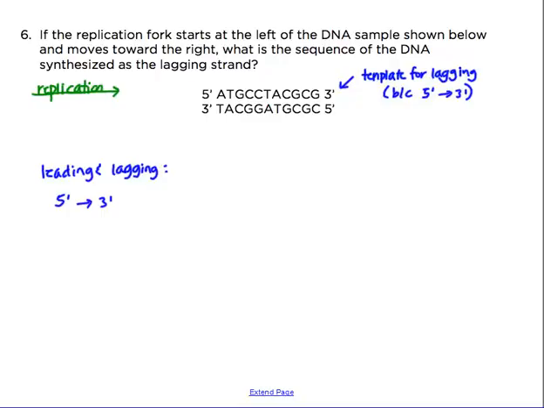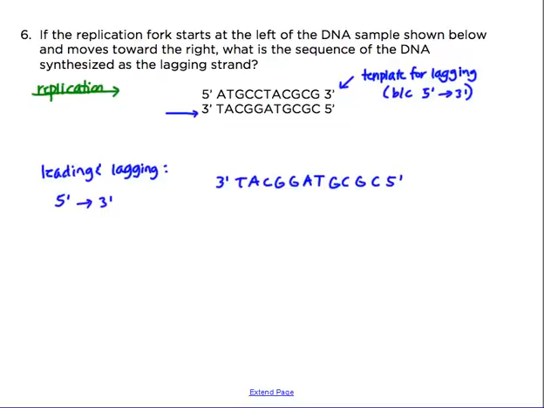Okay? So in order to get the sequence of DNA synthesized as the lagging strand, we're going to have to find the complementary of that. As you can see, the complementary strand of that strand is actually already written for us, because DNA replication is just making another strand of complementary DNA. So we can copy it like that, so it's just copying the complementary strand. Okay, and that's in the 3' to 5' direction.